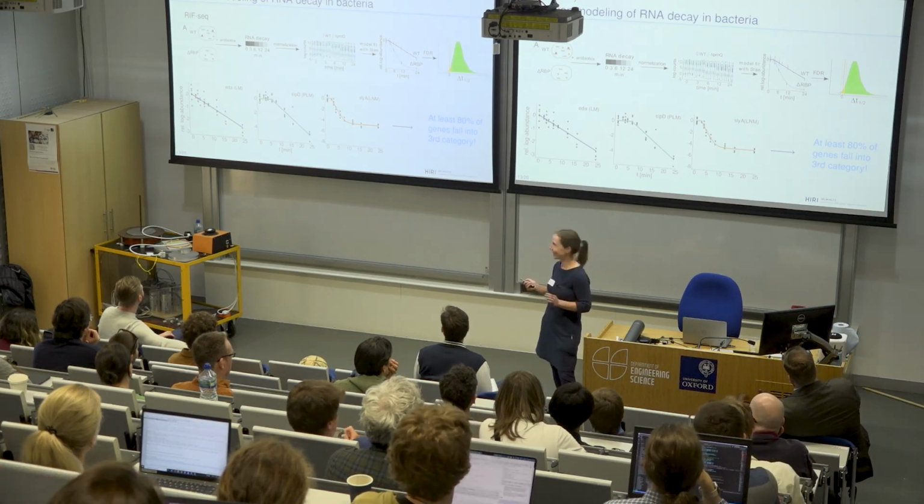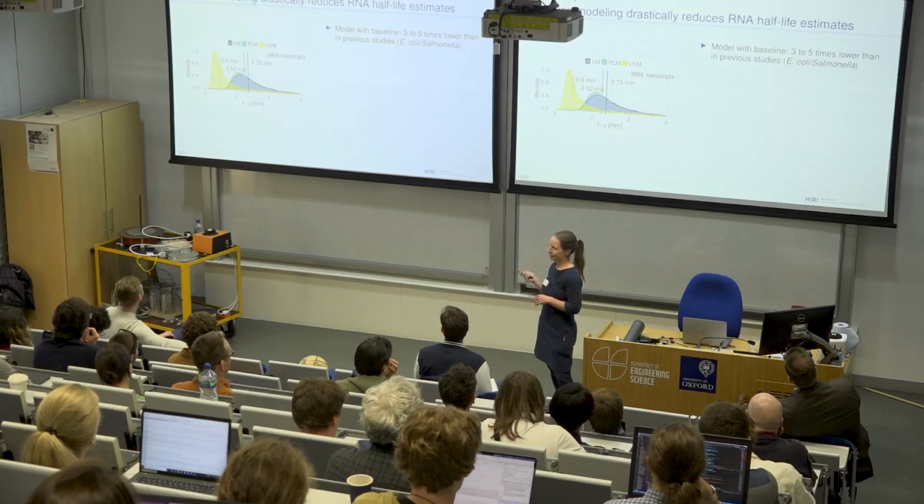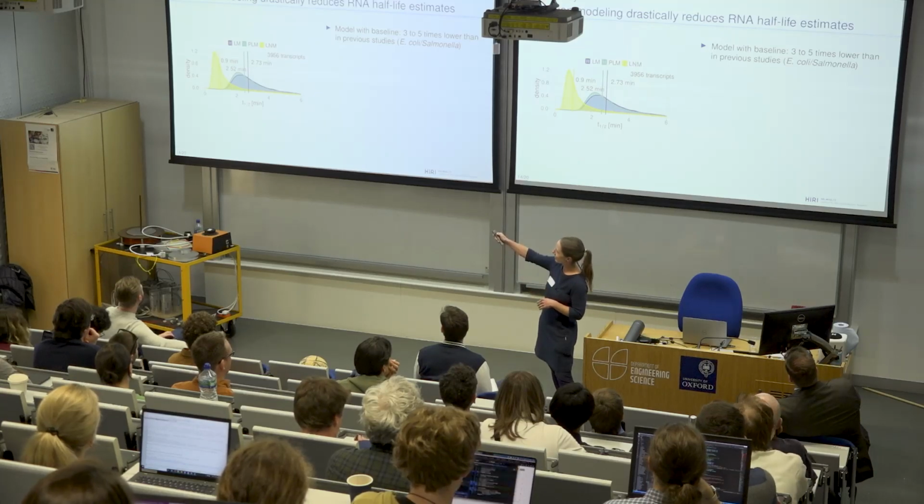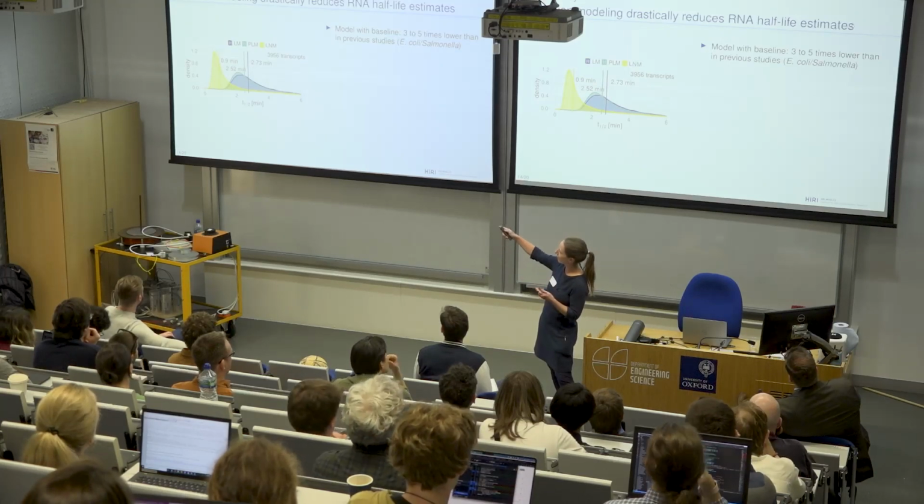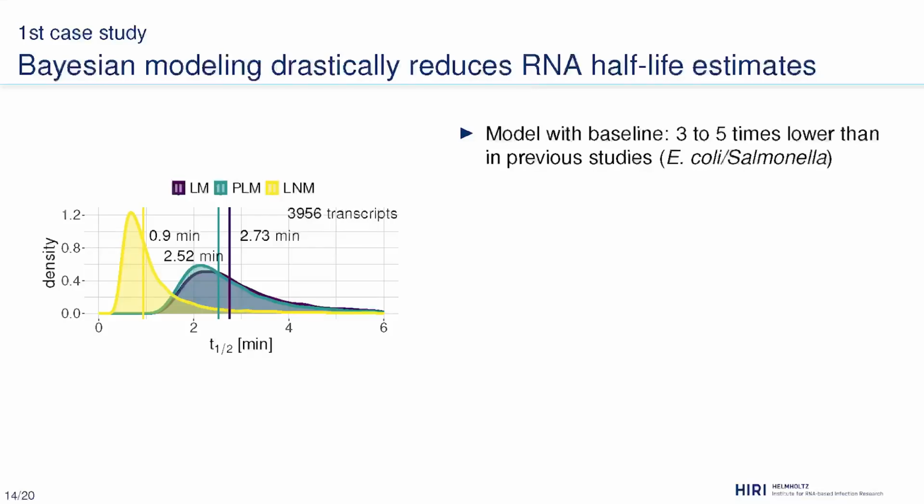It's insane. So I fitted the different models to that, and you can see that it makes a huge difference when you fit what I call the log normal model. You get a median half-life in this condition of 1 minute, and otherwise you get 2.5 minutes, and previous publications even went up to 5 minutes. So it's a huge difference, and it's a fundamental biological parameter, the half-life of RNA in bacteria. This simple model corrected it by a factor of 3 to 5.